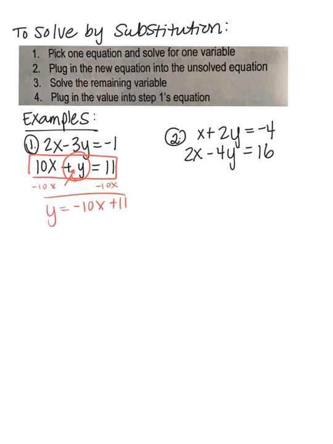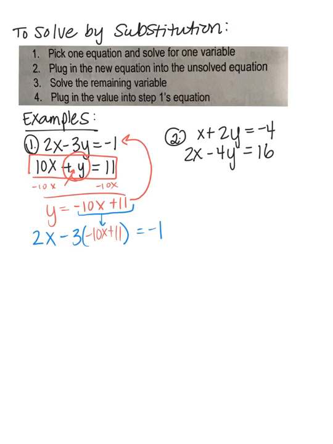All right, so now that I've got y solved for, I'm going to take that and I'm going to plug it back in to the equation that I have not used. So what that's going to look like, I'm going to start writing my equation. 2x minus 3 times y equals negative 1. Now notice when I said the letter y, I wrote open parentheses. In that open parentheses, I'm going to plug in that negative 10x plus 11, because that's what y is equal to.